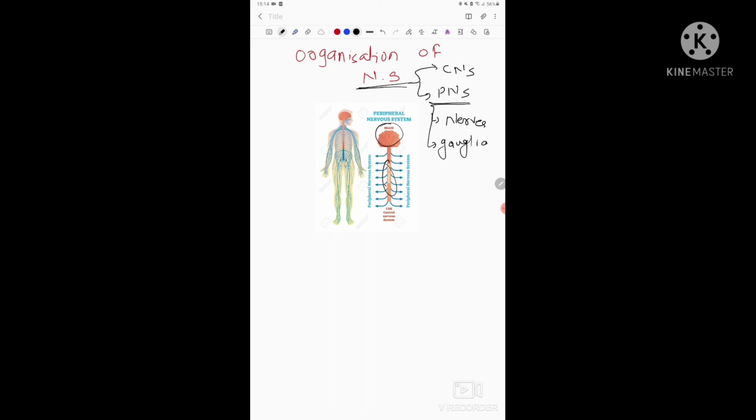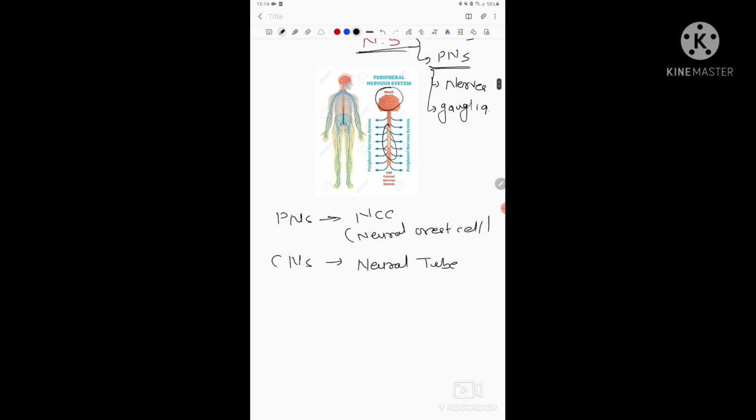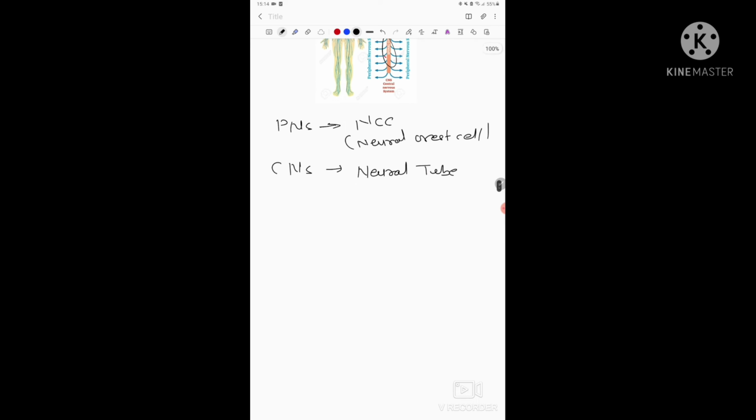When we talk about the organization, the PNS is mainly contributed by the neural crest cells. And when we talk about the CNS, it is mainly contributed by the neural tube. Just remember the term here, guys. I will explain more details in the next video, that is the development of the nervous system.